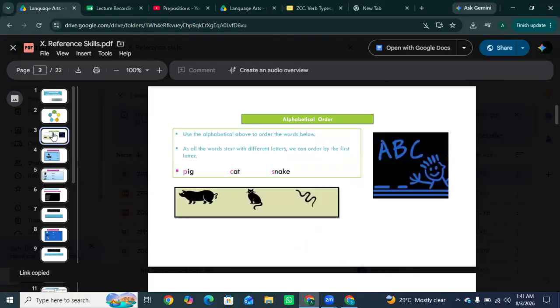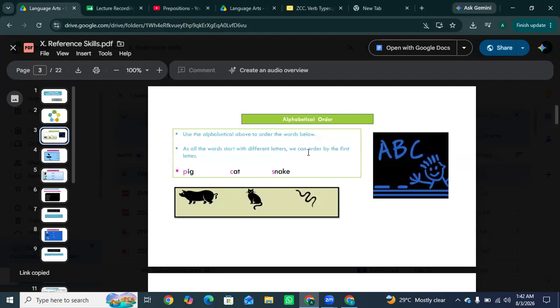So alphabetical order. What is alphabetical order? When words start with different letters, look at the first letter to put them in order. Use the alphabet above to order the words below. As the words start with different letters, we can order by the first letter.